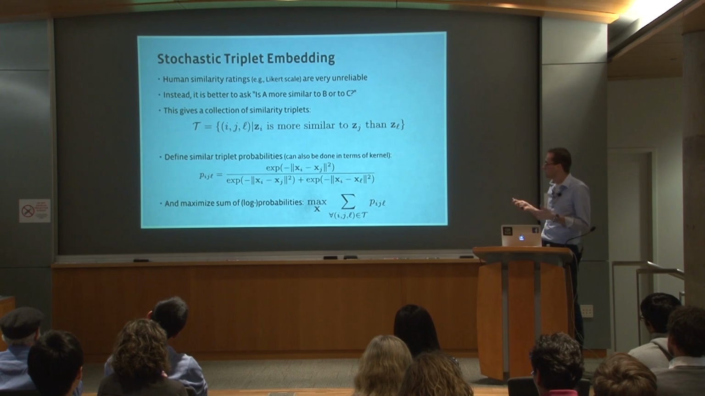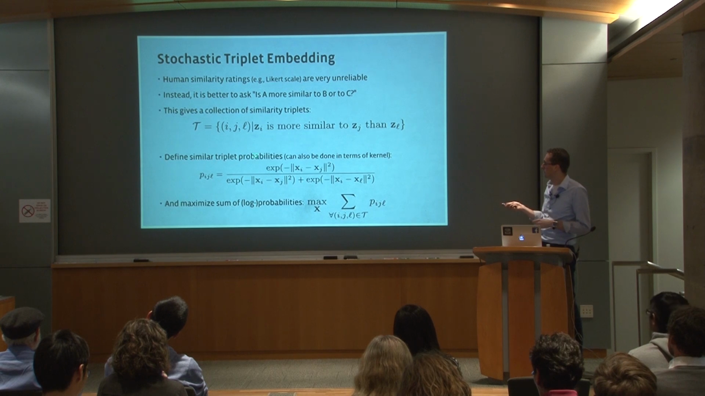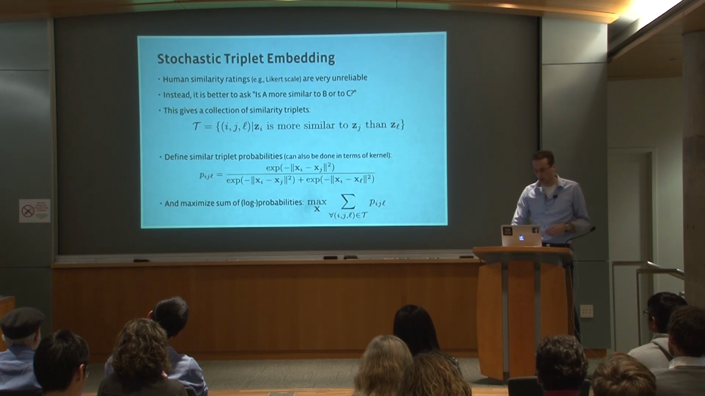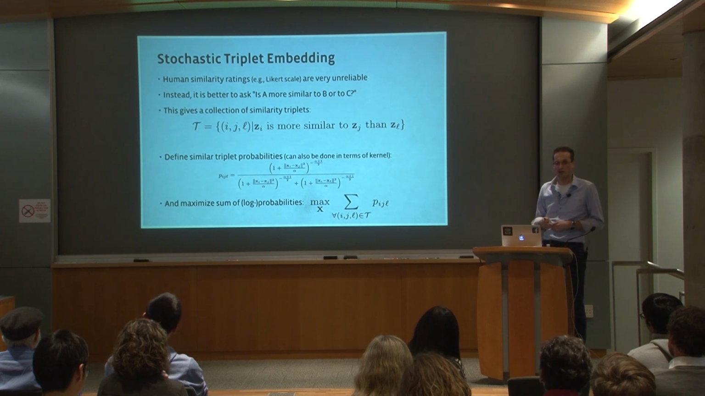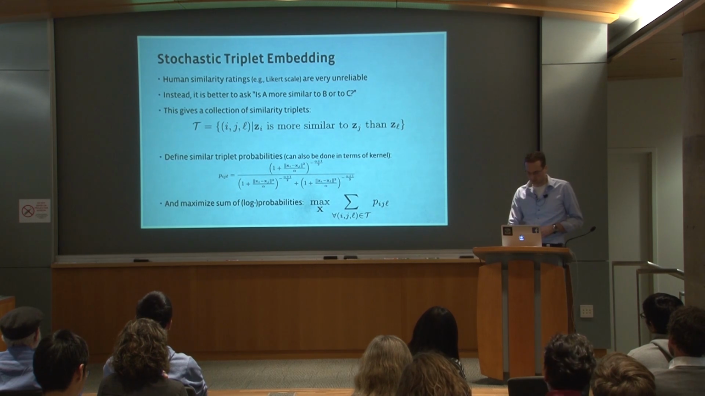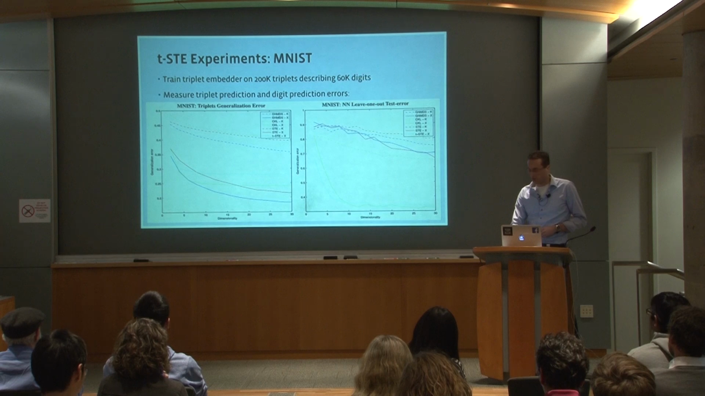We tried the same two versions. So here we have this Gaussian version, but what works a lot better in practice is the version where you have a Student t distribution. So I'm just going to show you some examples.